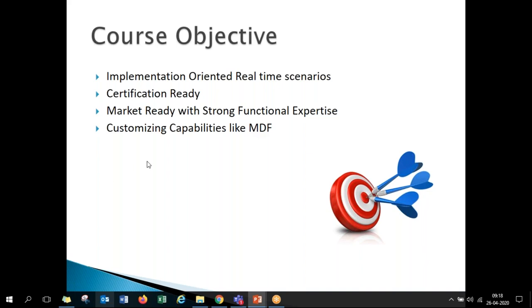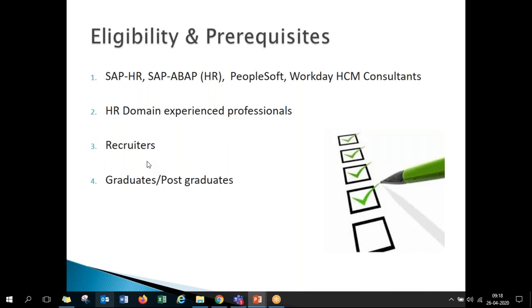And one last thing is with respect to eligibility and prerequisites. Most people approach me saying that I am from a non-technical background, I'm from a core HR background, I'm from a recruitment background, so am I eligible for SuccessFactors? That is the question most people come up with. Being experienced in SuccessFactors with around 5.5 years, I can confidently say, guys, that SuccessFactors would not expect any prerequisite knowledge at all.